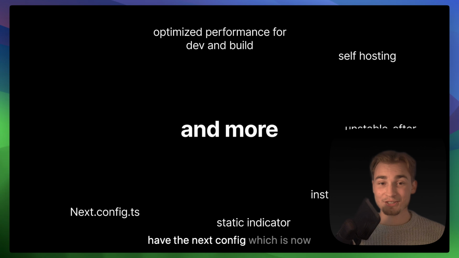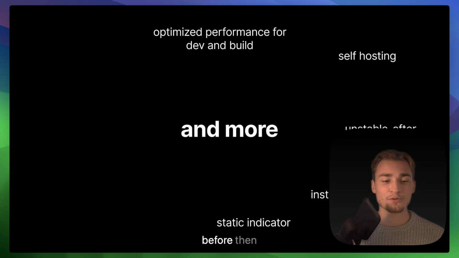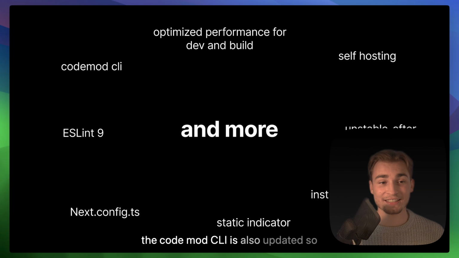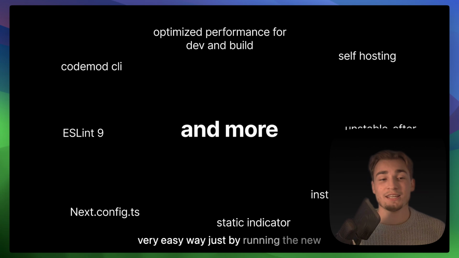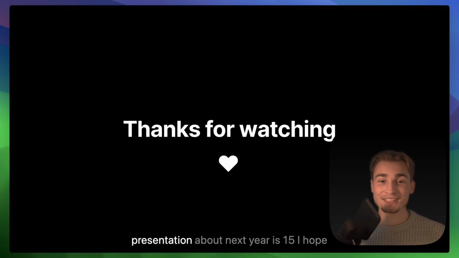We have the next config, which is now supporting TypeScript, so we have next.config.ts and not JS or MJS like before. Then we have ESLint 9, which is now supported, and of course the codemod CLI is also updated, so you can get all these changes in a very easy way just by running the new codemod CLI. Okay, thanks for watching this small presentation about Next.js 15.